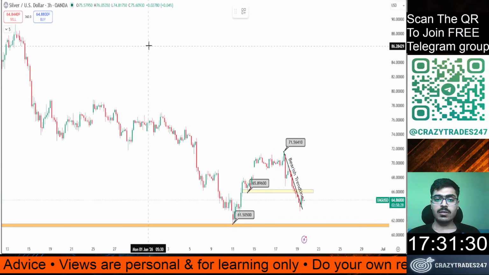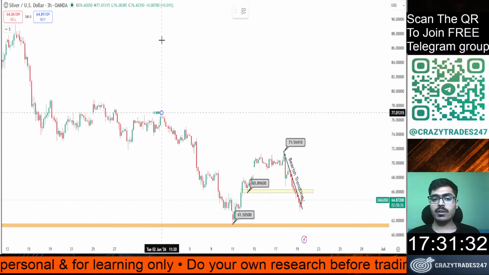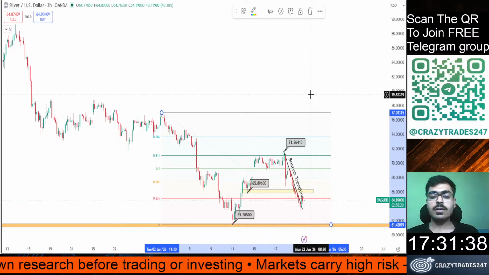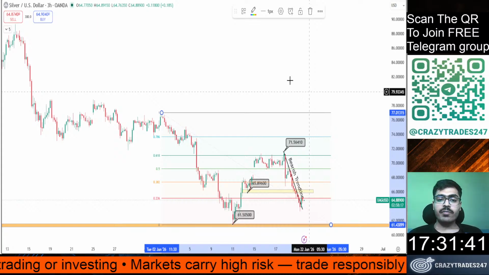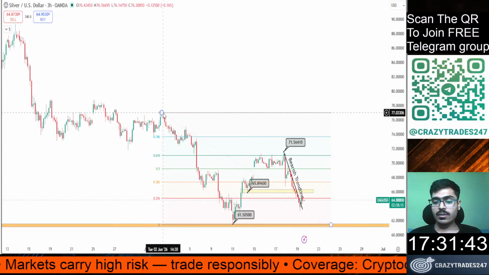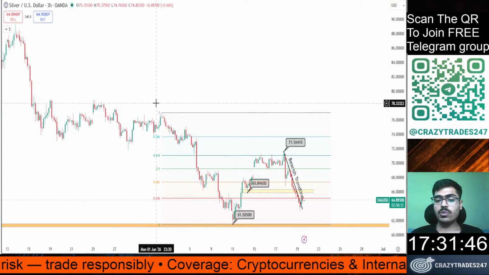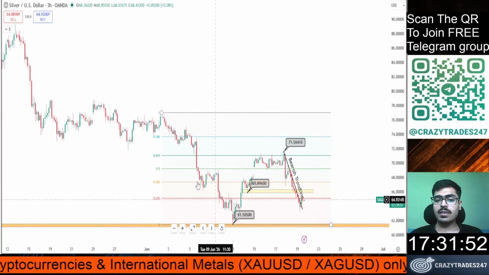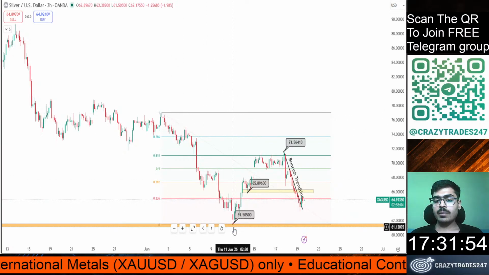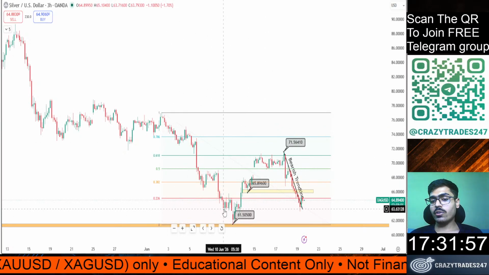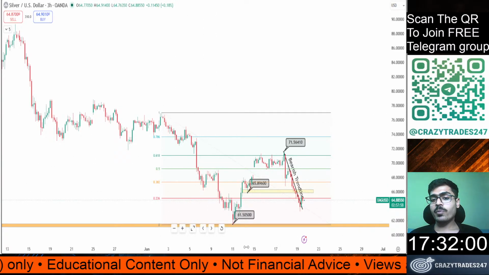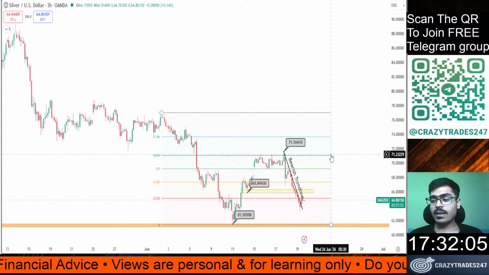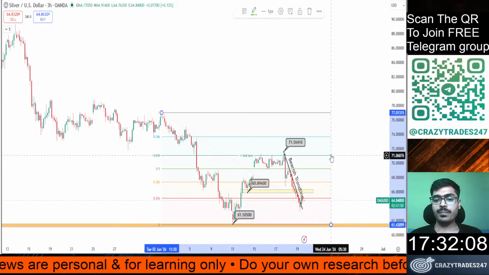Let me prove my point here by drawing a Fibonacci retracement scale. We have connected the start of the downswing, the level at which the downswing started, and the lowest point of this downswing. And while connecting these 2 points, what we are witnessing here is the pullback that came soon after this downswing. This pullback came and it has retested this level of 0.618 and made a high of 71.564.